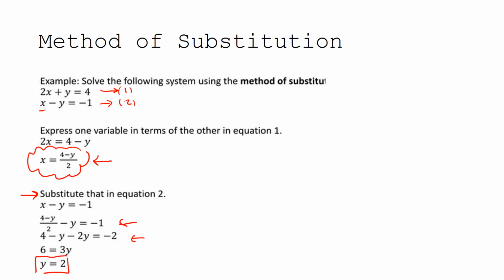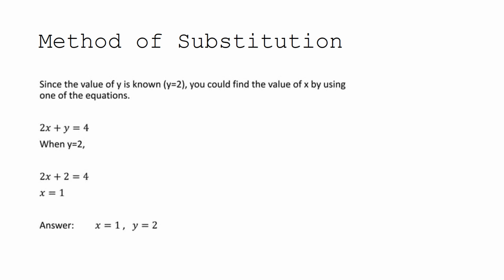Once I have this final solution for y, I can use this expression or either of the two equations to solve for x, since the value of y now is known. So use any equation, substitute y here is equal to 2. This is the solution that we obtain for y. We can immediately solve for x. So this method is called the substitution method.